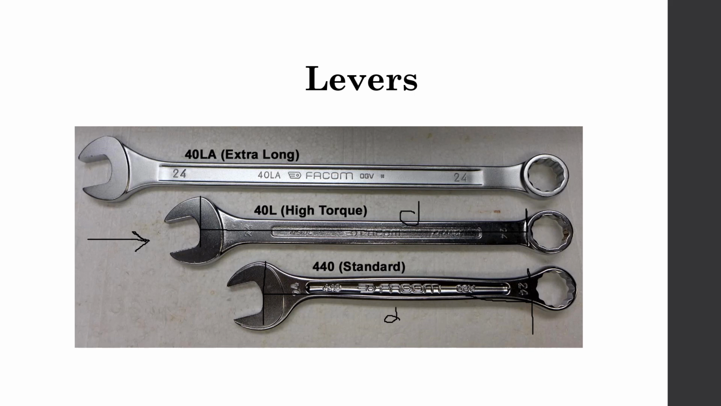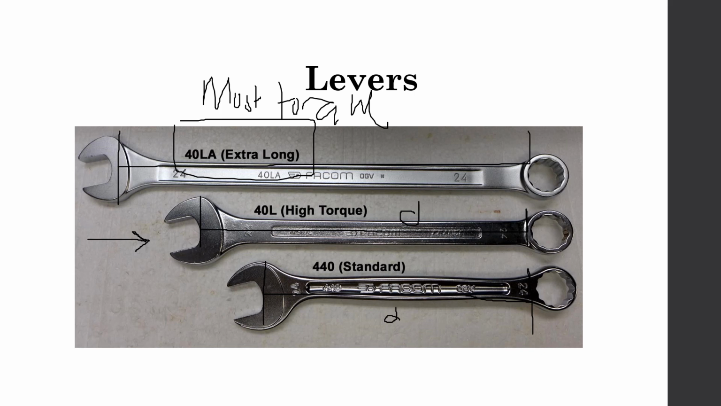So extra long is a new size, kind of came a little bit later. This actually would have the most torque, because if you look at the distance that this tool is providing, and if you don't believe me, if you have a wrench at home and you can tighten and untighten things, try holding it at different points of the wrench and see if it's easier or harder at specific ways of holding it.